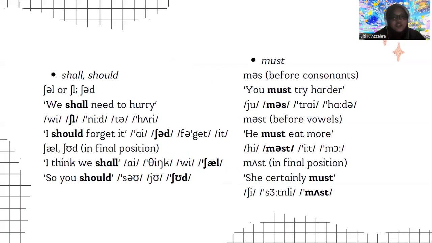Then the next we have shall and should, read as shall or should. For example, we shall need to hurry, or I should forget it. If it came in final position, it will become shall and should. Just like the example from before, there is a little emphasis on the A and the U. For example, I think we shall, and so you should.